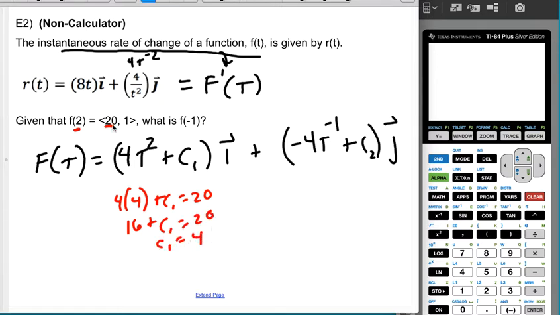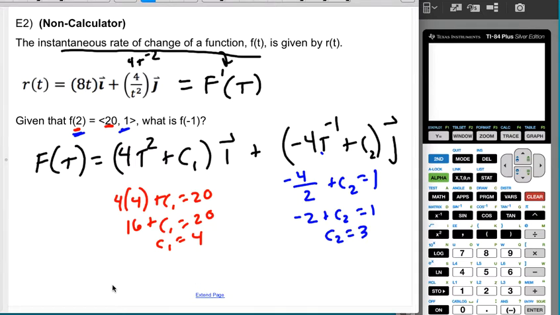When I do the same thing here and plug in a 2 for t, I should get a 1 out. Well, this is a negative 4 over a 2, because that's what a t to the negative first would be. It would be on the bottom, right? Plus c sub 2 is apparently going to give me a 1. So negative 2 plus c sub 2 gives me a 1. Seems my c sub 2 is a 3.